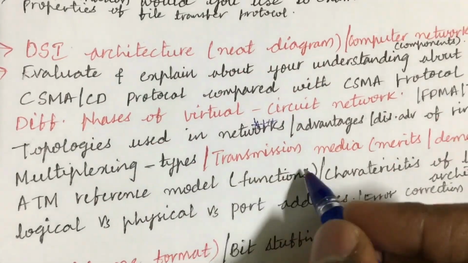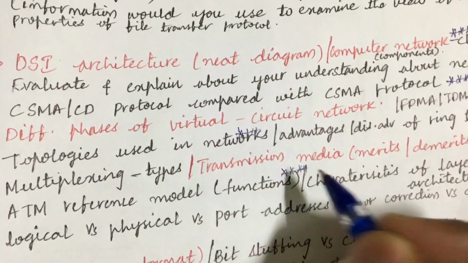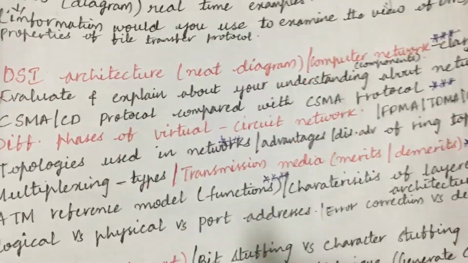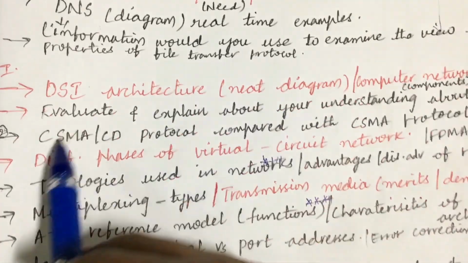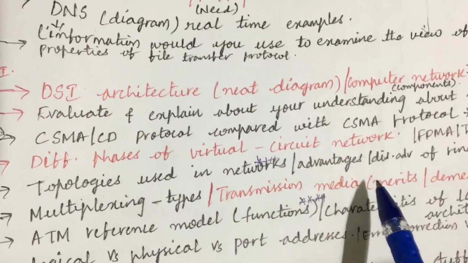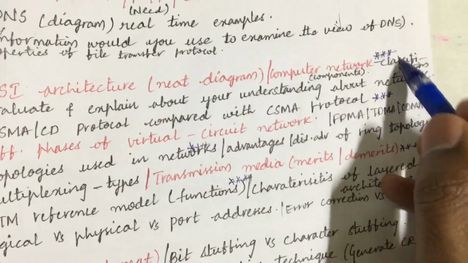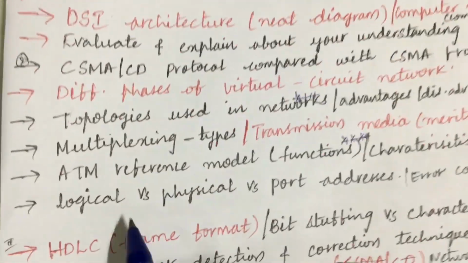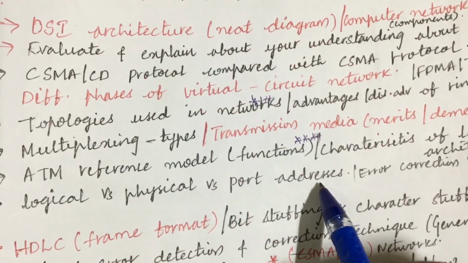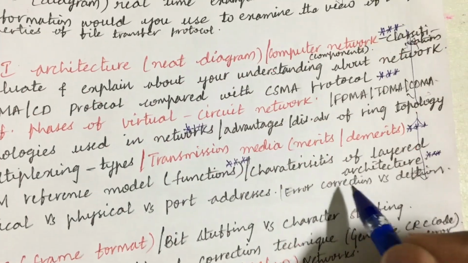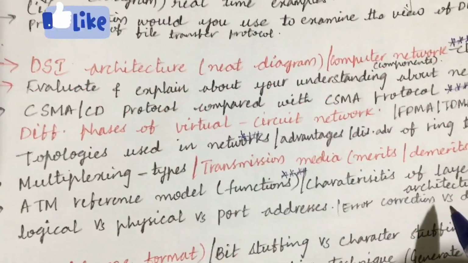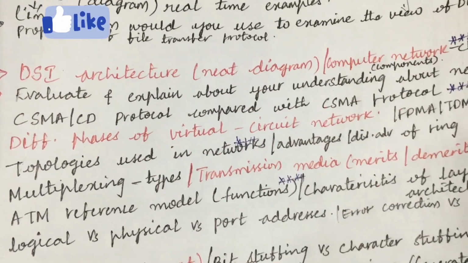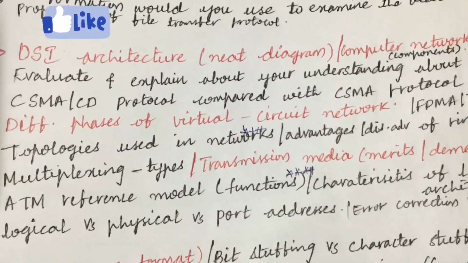The ATM reference model and its functions is also a very important gunshot question. Later, the characteristics of layered architecture may also be a gunshot question. Dear students, from this part you are going to get 30 marks, 1A, 1B as well as 2A, 2B. From this part you will be getting 1A and from this part you may be getting 2A. Logical versus physical versus protocol address differences and error correction versus error detection differences may also be very important questions. Dear student, if you work out these concepts you are going to clear this subject with good percentage and good marks.